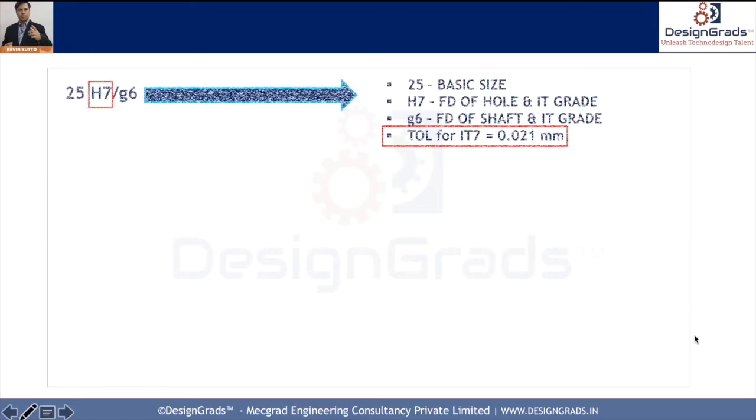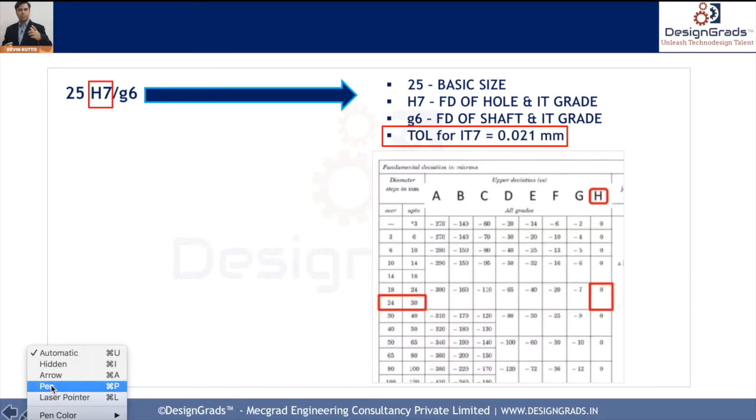Now let's go and find out the fundamental deviation, because these two pieces of information we needed, right? Tolerance, and we needed the fundamental deviation.